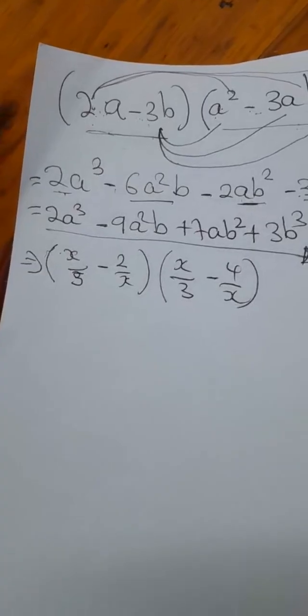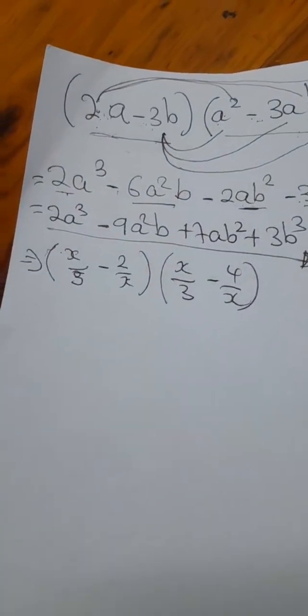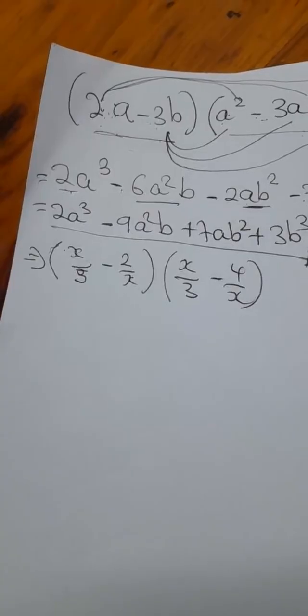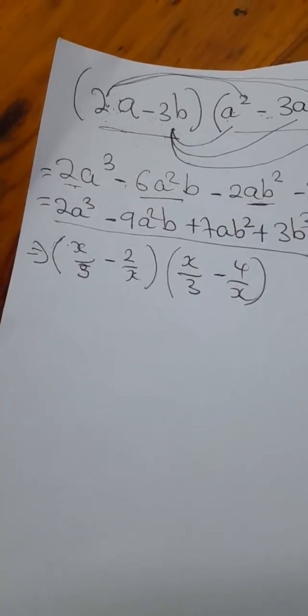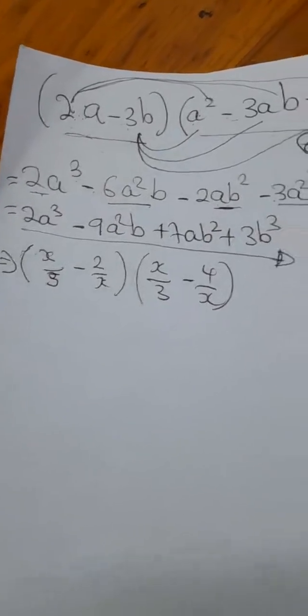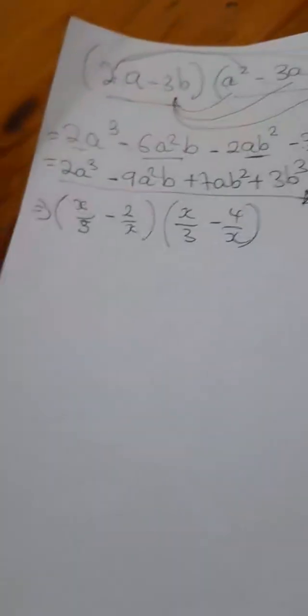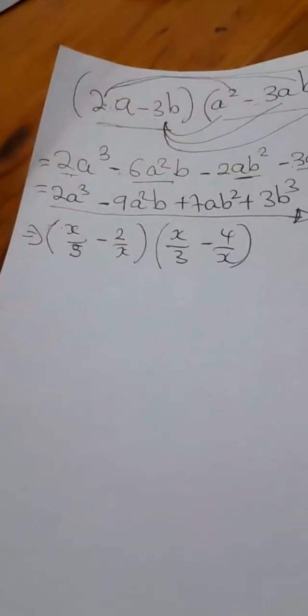X over 5 minus 2 over x, close bracket, open bracket, x over 3 minus 4 over x.